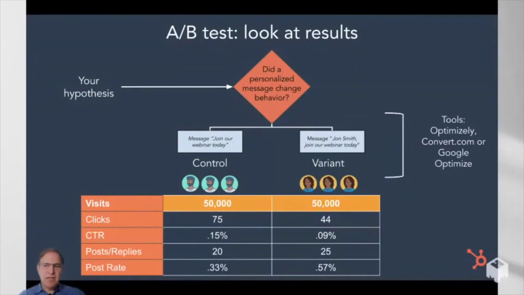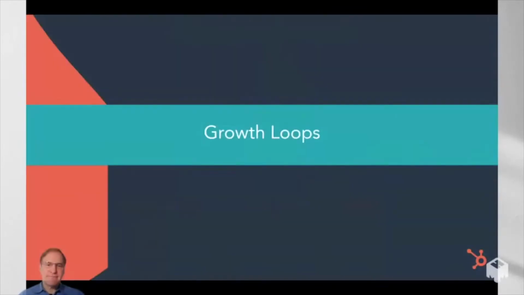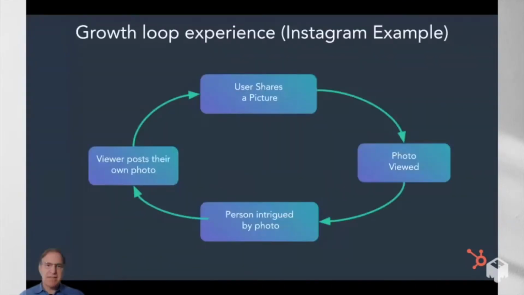What you can do is if you're using Khoros or Higher Logic, you can basically take a snippet of code from Optimizely or Convert.com, which we use, or Google Optimize, and insert that onto your platform and run those A/B tests. Let's talk about growth loops, another area where you can run A/B tests. Here's a simple growth loop from Instagram.